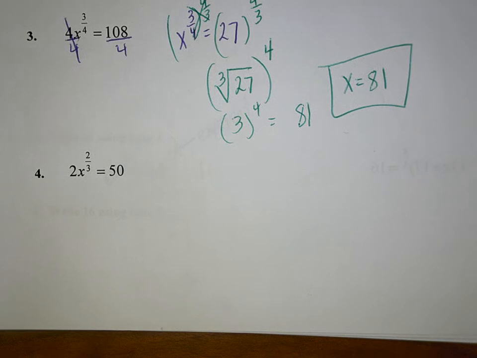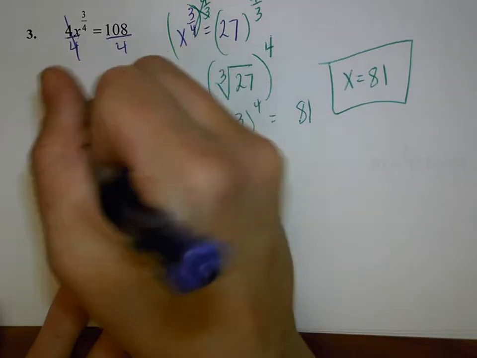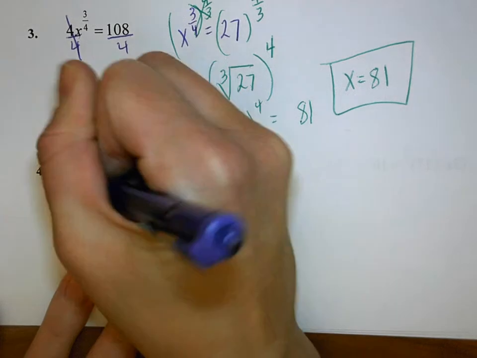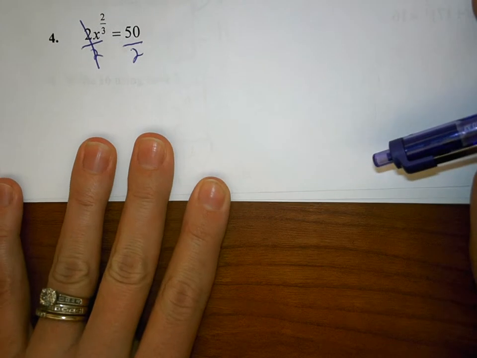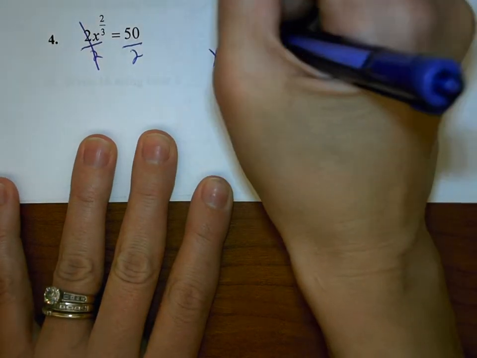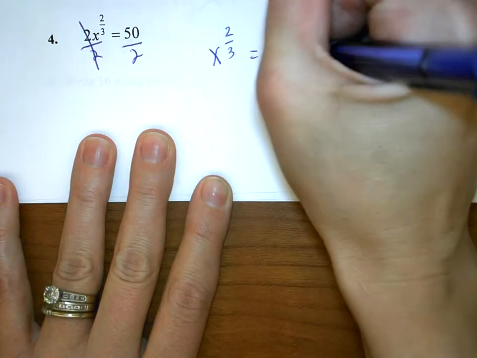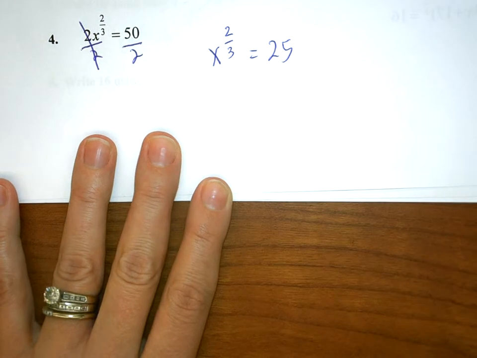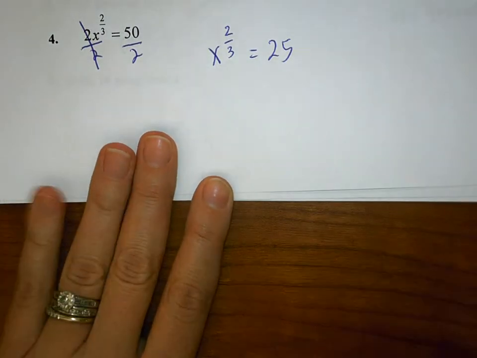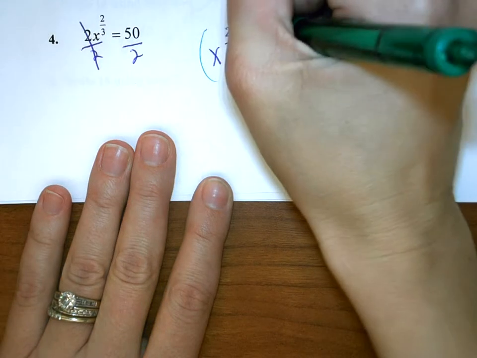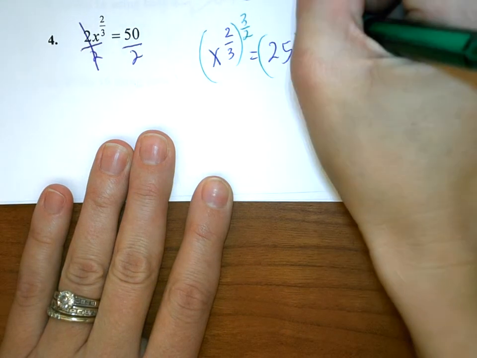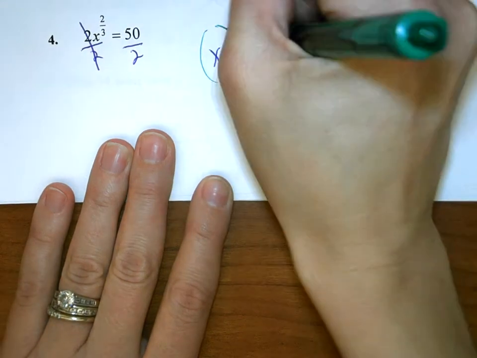Okay, so what's my first step on this one? First step. Divide by 2 because I need to get my exponent by itself. So we divide by 2. And what is 50 divided by 2? Good. 25 is correct. And then how do I get rid of that 2/3 power? Raise it to the 3/2. Whatever I do to one side, I do to the other. Here, the 3's and the 2's cancel.